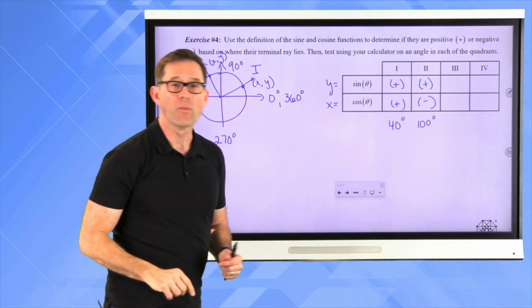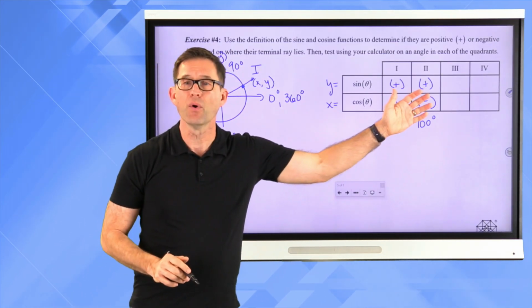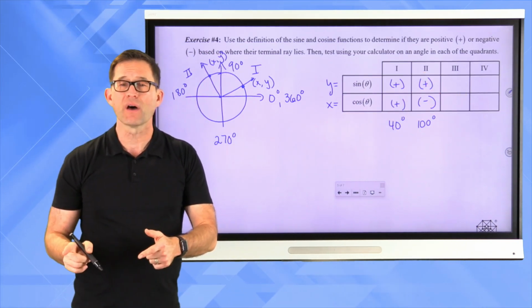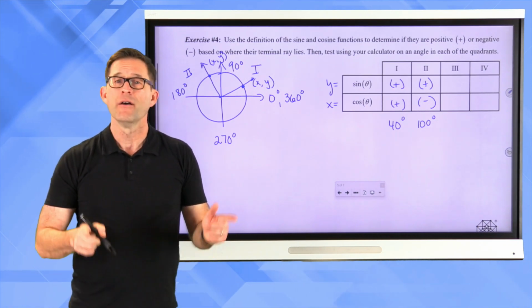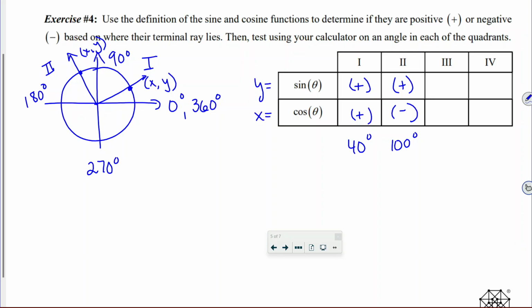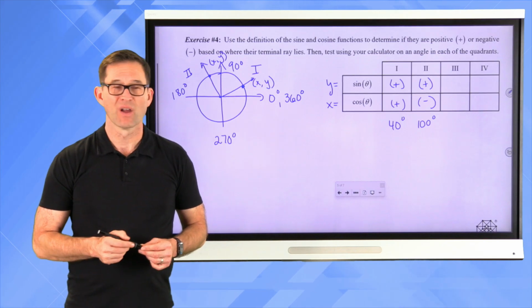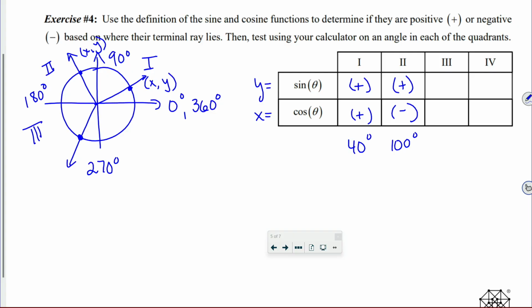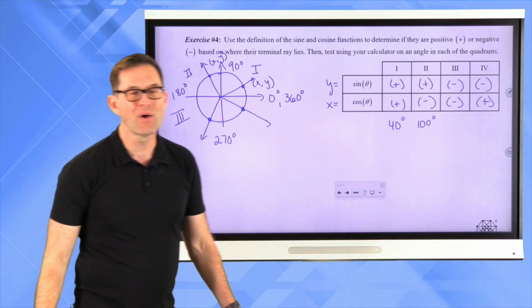Back here. Okay, what I'd like you to do now is fill in both quadrant 3 and quadrant 4. Think about whether sine and cosine should be positive or negative based on points that you would plot in those quadrants. Well, if I had a third quadrant angle, both the x and the y would be negative. If I had a fourth quadrant angle, the x would be positive and the y would be negative.